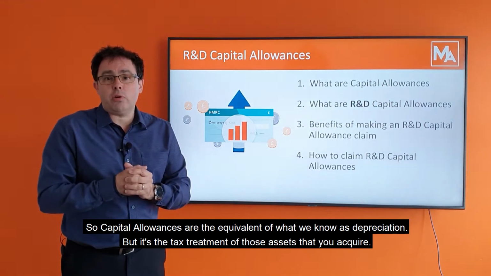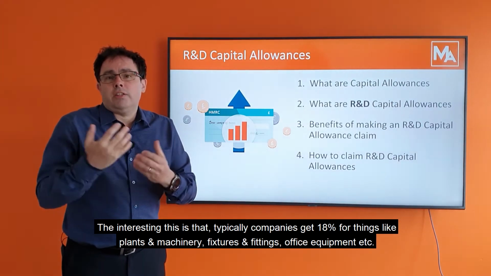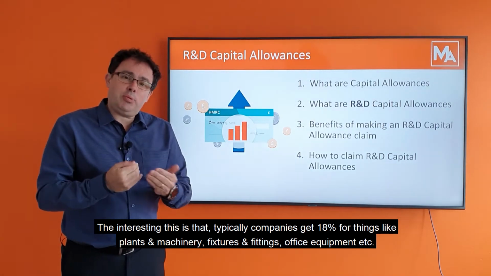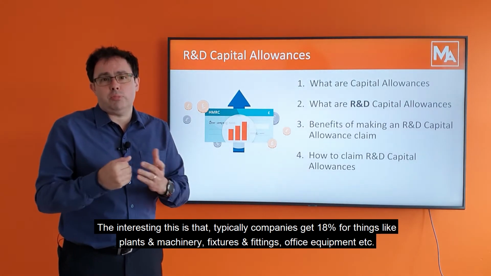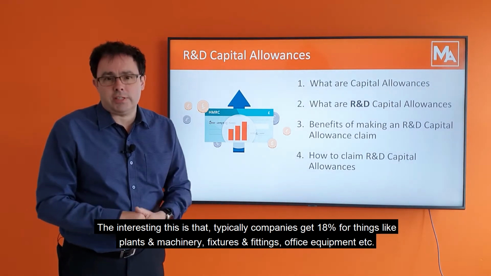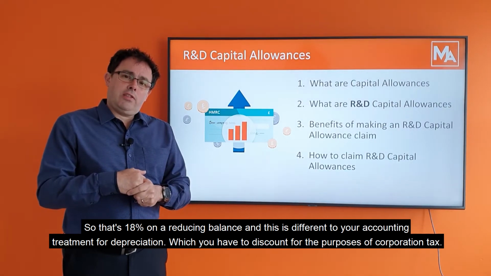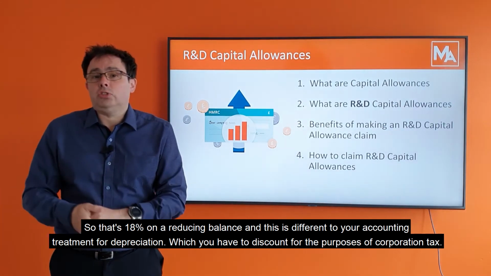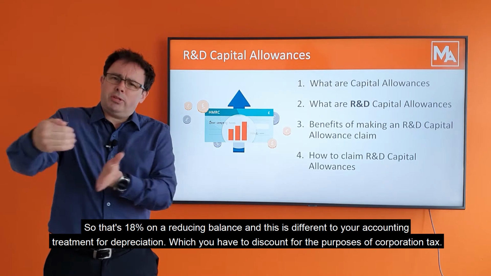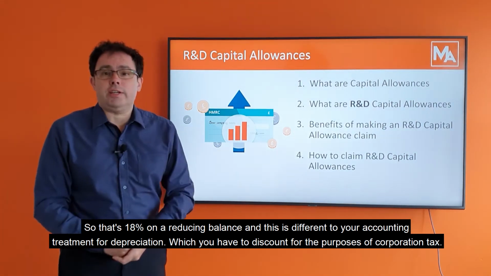that you acquire. And the interesting thing is that typically companies get 18% for things like plant and machinery, fixtures and fittings, office equipment, etc. So that's 18% on a reducing balance. And this is different to, of course, your accounting treatment for depreciation, which you pretty much have to discount for the purposes of corporation tax.